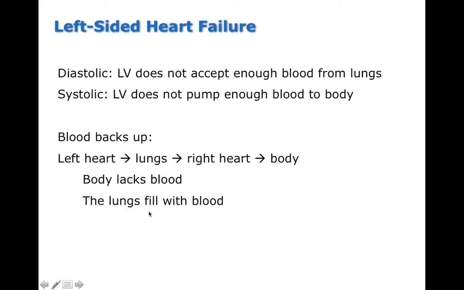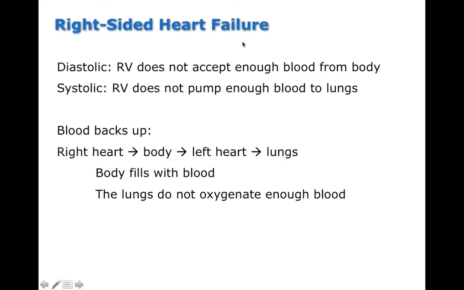But ultimately the lungs are going to fill with fluid here because basically blood's backing up towards the lungs. Now, with right-sided heart failure, its diastolic dysfunction is going to come from the fact that the right ventricle might not be able to accept enough blood from the body. And this is going to be due to inefficient relaxation or maybe stiffening of the ventricular muscle.